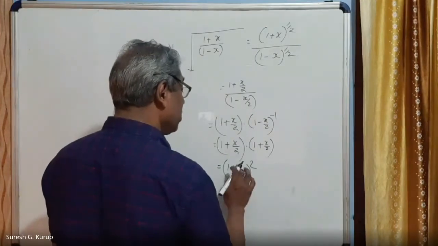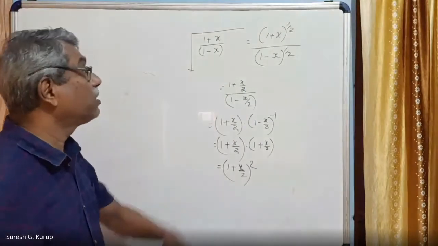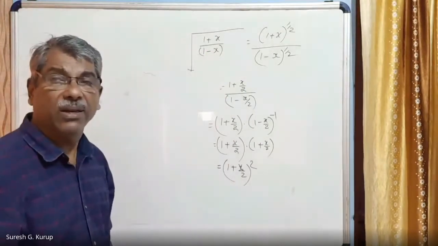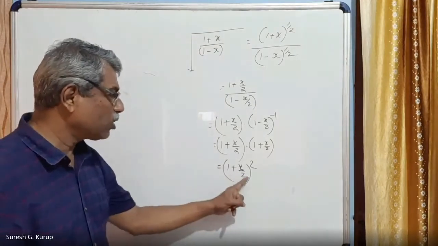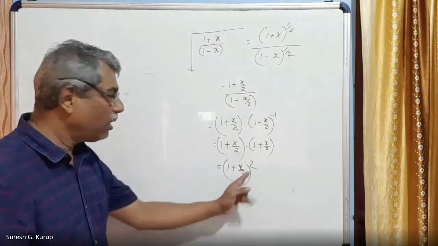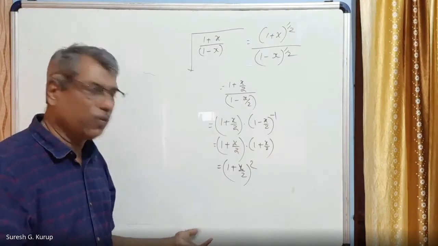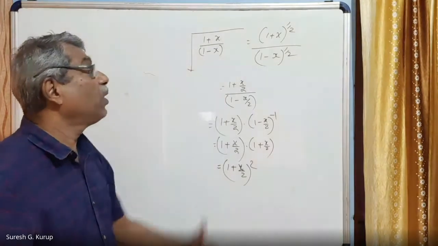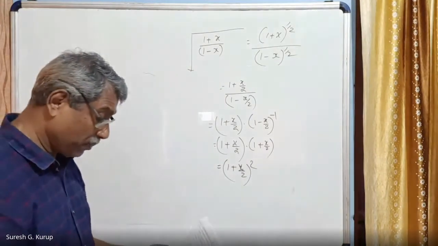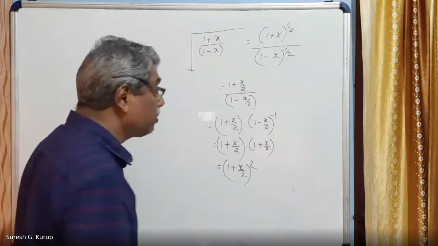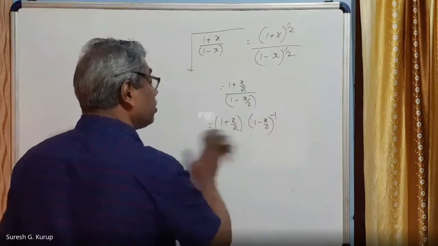So this is the facility we are getting. We can get the value of this. This one can be solved like this: 1 plus x by 2, the whole square. The value of x is given, and that will be very much less than 1. Putting this, the value of square root of 1 plus x divided by 1 minus x can be calculated. In applications in physics, many times we will come across this kind of conditions.